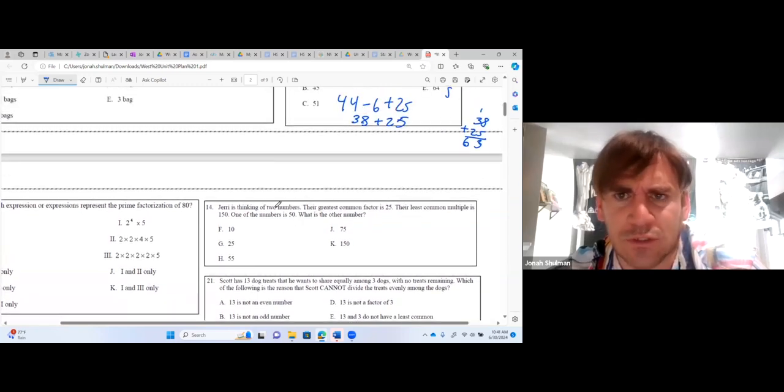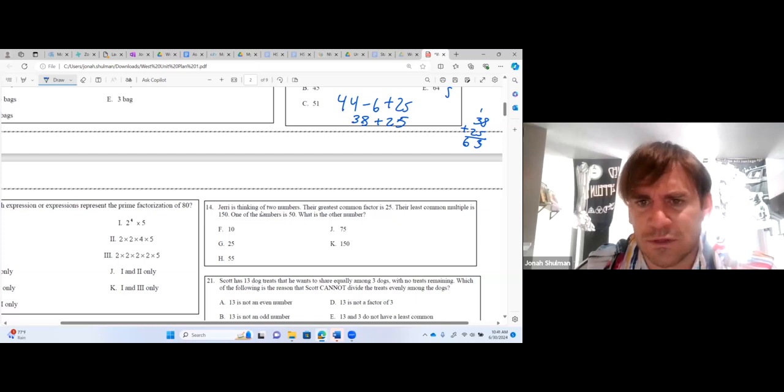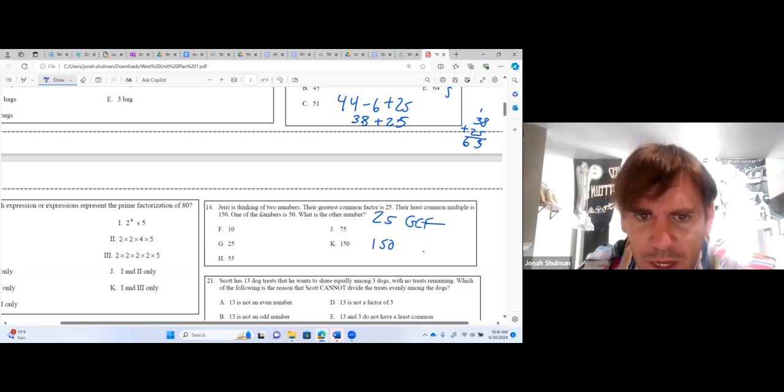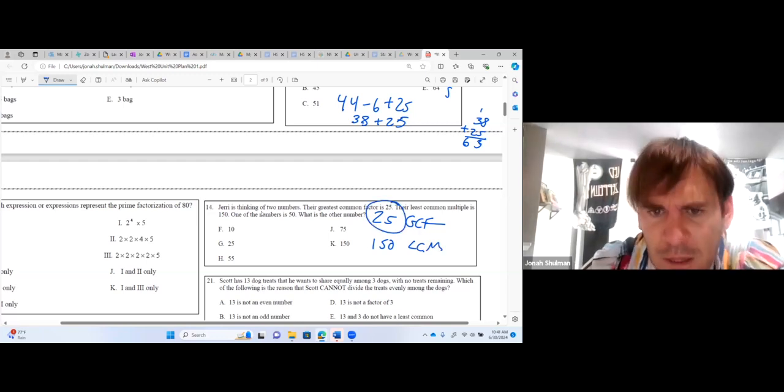I'll just do the right side. Jerry's thinking of two numbers. Their greatest common factor is 25, and their least common multiple is 150. What is the other number? So this is 25 and some other number. So the greatest common factor is 25. So I have 150, and I don't know the other number. So the GCF is 25, and their least common multiple is 150. So 25 has to go in. So what is the other number?